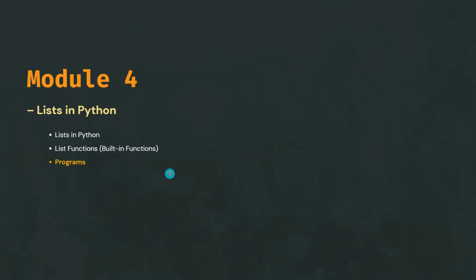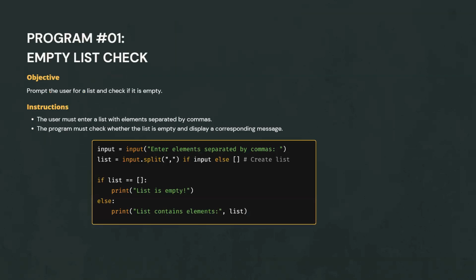In the previous episodes, we have gone through lists in Python and its built-in functions. So today we are going to deal with interesting programs where we can understand and work on lists and get more practical knowledge over lists. Today we are going to do something super important: check if a list is empty or not in Python.